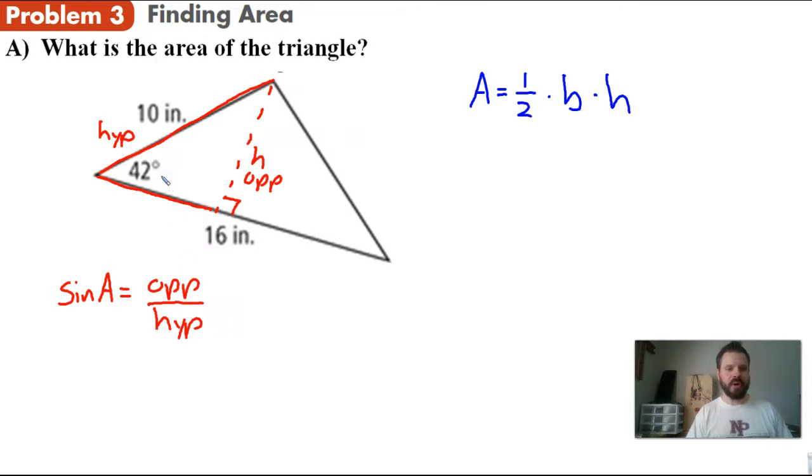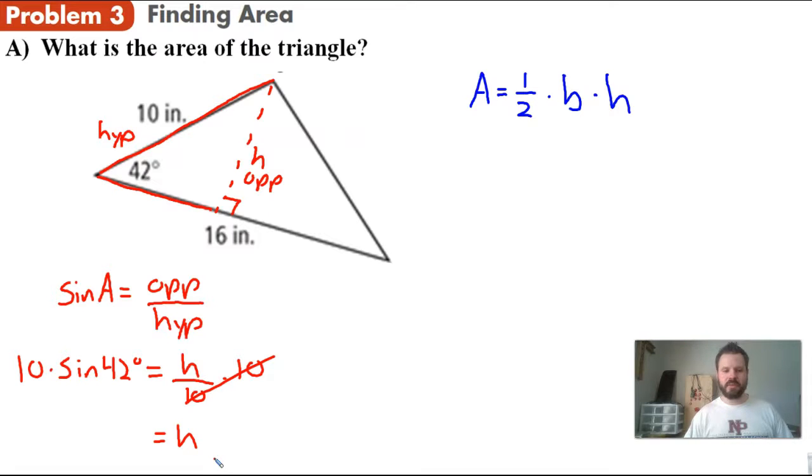All right, filling in what we know, we've got 42 degrees. We could say that sine of 42 for my angle is equal to opposite, which we don't know, that's the h, over hypotenuse, which is the 10. And then to finish this off, I'm going to multiply both sides of this equation by 10 to get the h by itself. H is alone, I'll plug in 10 sine 42. And when I do that, I end up with 6.691.